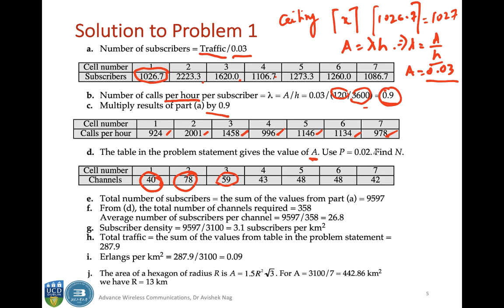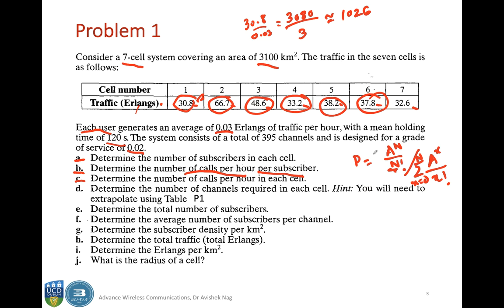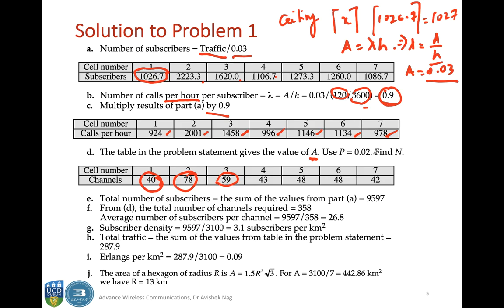Let's move on to part E. Part E says determine the total number of subscribers. The total number of subscribers is basically all these numbers that you have; if you sum them all, you will get 9597. The total number of channels required, you can get from part D. If you add all these values, 40 plus 78 plus 59 and so on, you will get 358.